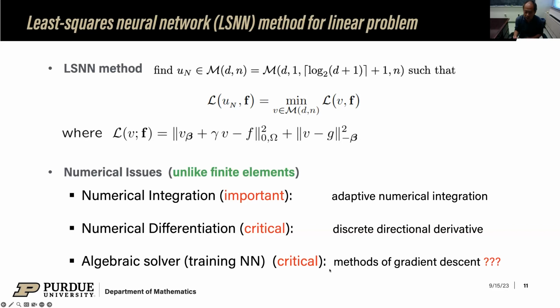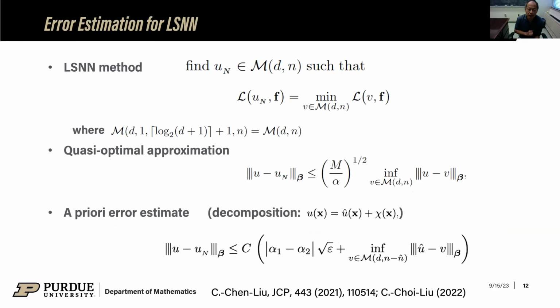This part is still a bottleneck for the mesh-based method. Okay. So once we do that, then of course, as a numerical analyst, you can estimate the error. Even though this is not a linear space, you still have that quasi-optimal approximation like Céa's lemma, right?